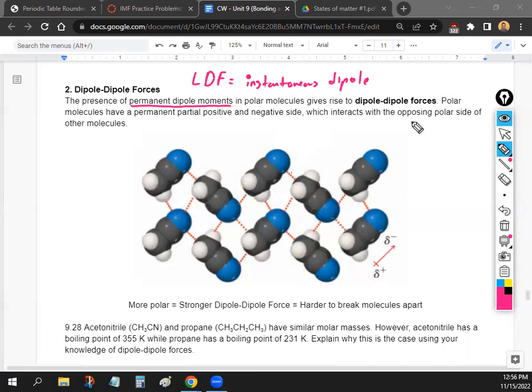Yeah, so a polar compound. A good example that's easy to think about that we talked about before is HF, right? We said that the side with the F on it will be permanently more negative. There's a dipole moment, which means that one side is partially negative, one side is partially positive. And so if we have multiple HF molecules next to each other, they will be affected by each other with a dipole-dipole force, okay? That's what that is.